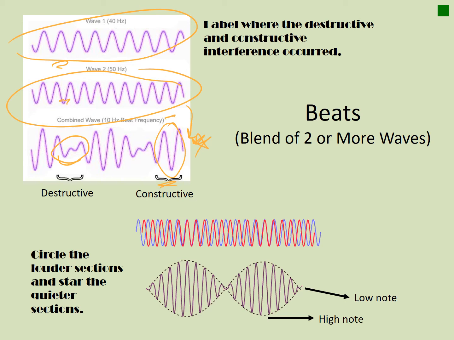Okay, and then on the bottom, circle the louder sections and star the quieter sections. So the louder is where it's going to get amplified, so it's louder here, and this would be where it's destructive, where they cancel each other out.